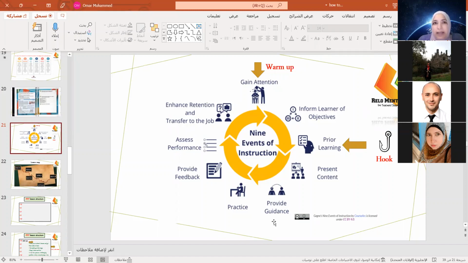If we are explaining a lesson, we are going to present it in a way that they can understand. Then we let the students practice. So the steps are going clockwise. After practicing, you are going to give them feedback on their practice, and then you are going to assess their performance, and then you are going to enhance retention. All these are the steps, the 9 events of instruction, or the sequence of the lesson that you are teaching. Now, when you enter the class, you have something we call a lesson map.